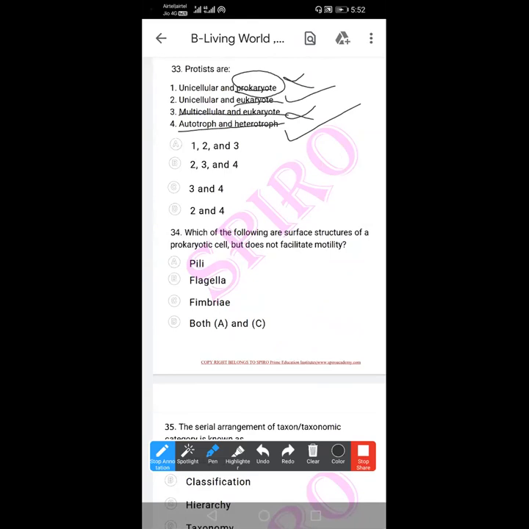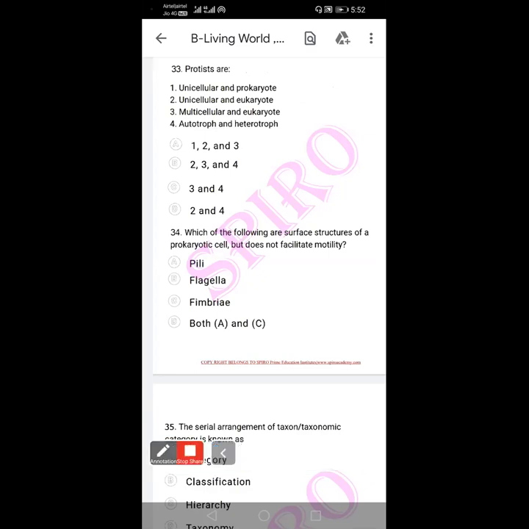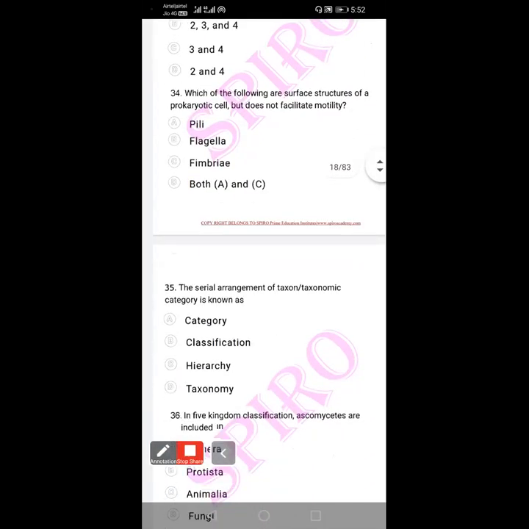Yes, it is true. We have seen plant-like protists, saprophytic protists, and we have seen the protozoans. Yes, they do exist in autotrophic form and heterotrophic form. So the correct option is option 2 and 4. So option 4 is the correct answer here. And students, let us move on to question number 34.